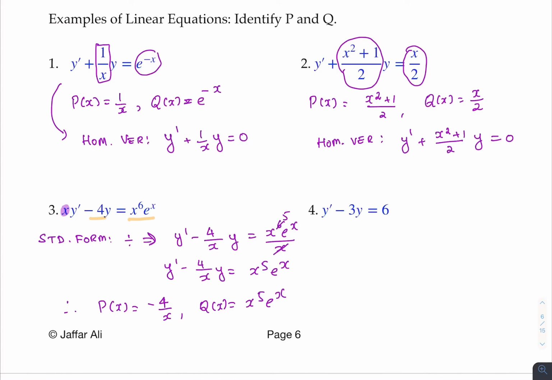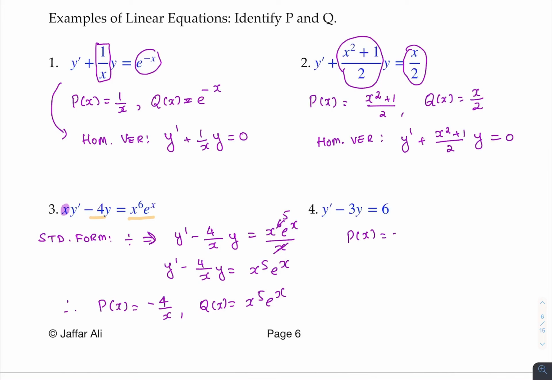Let's take a look at the number 4. If you take a look at the number 4, the coefficient is already 1, so that's very good. And so therefore, the p of x in this case would be a very nice one, which is negative 3, and the q of x would be as simple as 6. So although it looks like a constant, yes, that's a function of x. These are constant functions, and that's okay as well. So here, the homogeneous version is going to be as simple as y prime minus 3y is equal to 0, and that's how we identify the p's and q's of the first order linear equations.